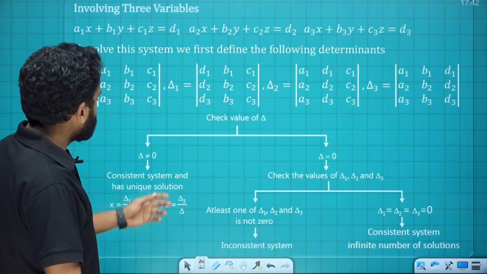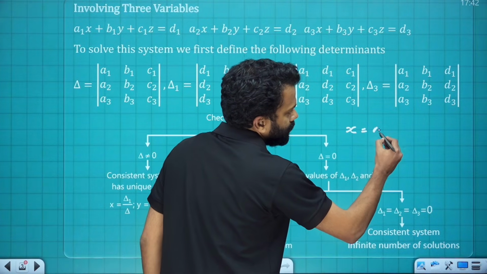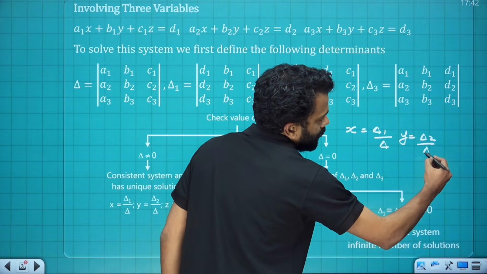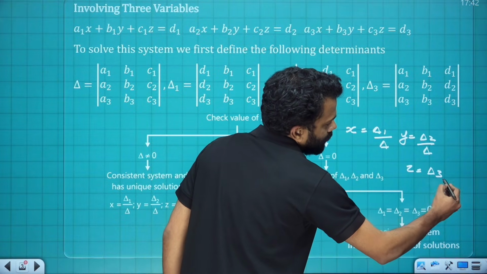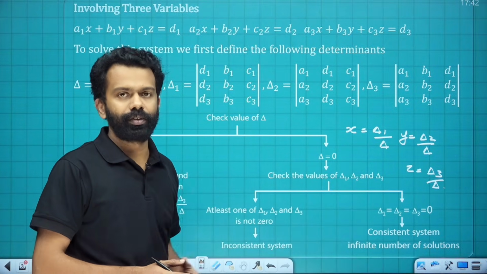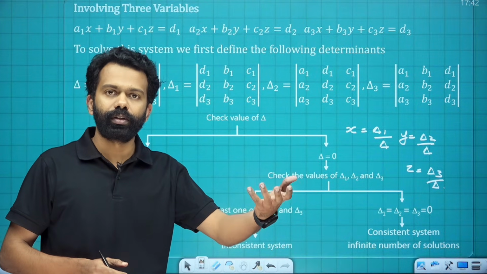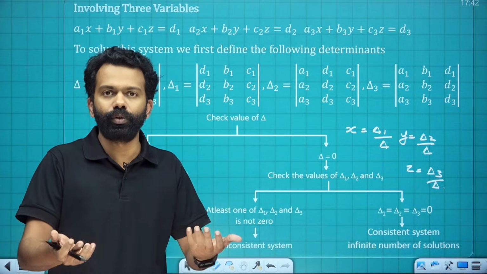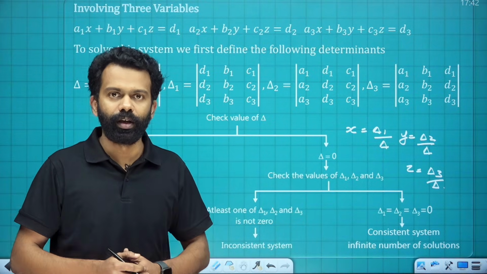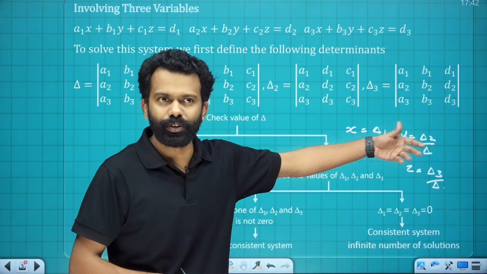To find x, y and z, we need to use this formula only: x is equal to delta 1 by delta, y is equal to delta 2 by delta, and z is equal to delta 3 by delta. Questions may ask to find the values of x, y and z. Normally the questions will be based like this: to find the nature of solutions, the equations will have infinite solutions, you need to find the relation between alpha and beta. Like that sort of questions will be there. I think 2 or 3 questions of this kind were asked in the previous 2 or 3 years.